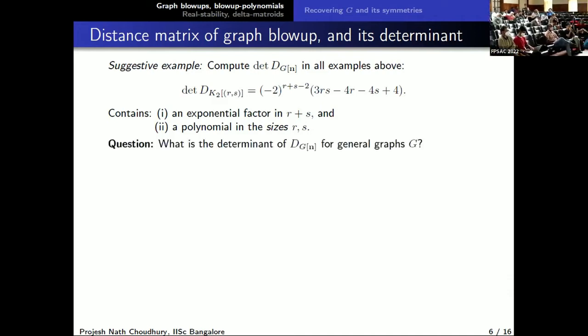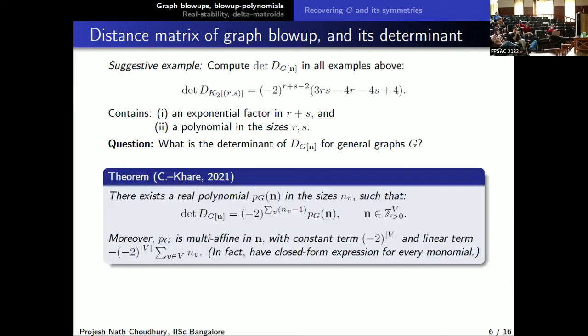Now the question is, what is the determinant of the distance matrix of graph blowups for a general graph? Does it have something similar? And here is our first result. There exists a real polynomial, P_G(n), where n denotes the sizes. So the arguments of this polynomial are the sizes of the blowup. And the following happens. The determinant of D_G(n) is first of all (-2) raised to the summation of sizes minus 1, times some remaining factor. And the remaining factor is a real polynomial. And this expression holds for all tuples of positive integers.